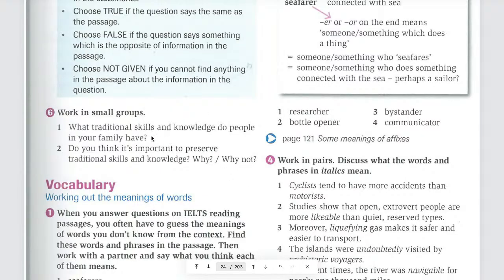Now let's try to answer the second one. Do you think it's important to preserve traditional skills and knowledge? Why not? Tell me. If you don't think so, then you can say that. You can say, no, I don't think so. I think those skills are too old and we don't need to use them anymore.